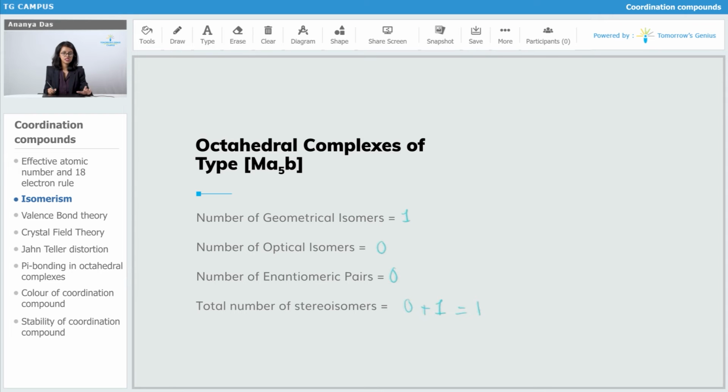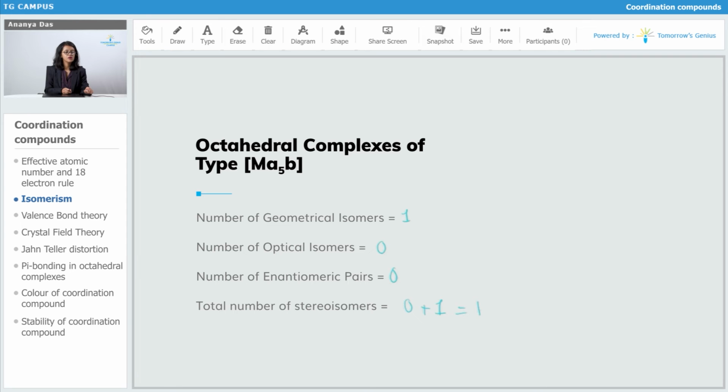But if it just asks you in words whether it is going to show stereoisomerism or whether this complex is going to show you geometrical isomers, your answer is going to be no, it is not going to show any geometrical isomer. No, it is not going to show any stereoisomer.